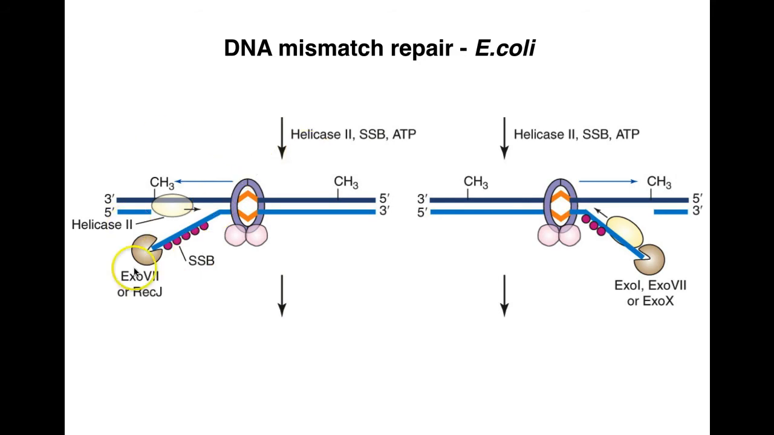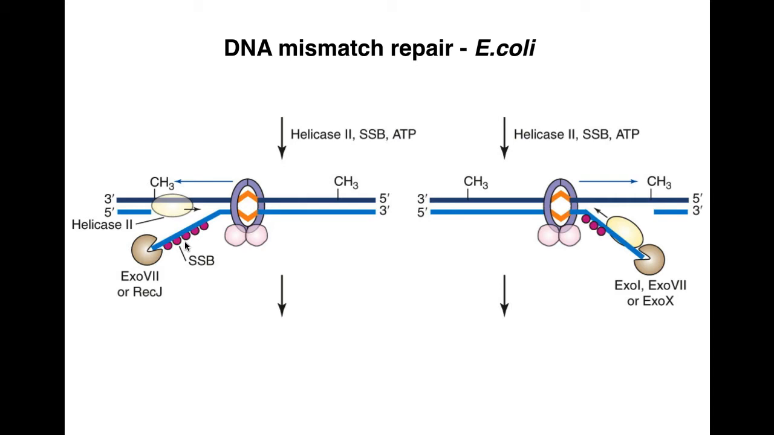So here we're looking at the 5' end cut, and here we're looking at the 3' end cut. And in both cases, we've got a helicase that's going to come in and start unwinding the DNA from the site of the cut. Here we've got it coming from the 3' end, and here we've got it coming from the 5' end. So the helicase and single-stranded binding proteins will bind to the newly synthesized strand, and then of course we need ATP.